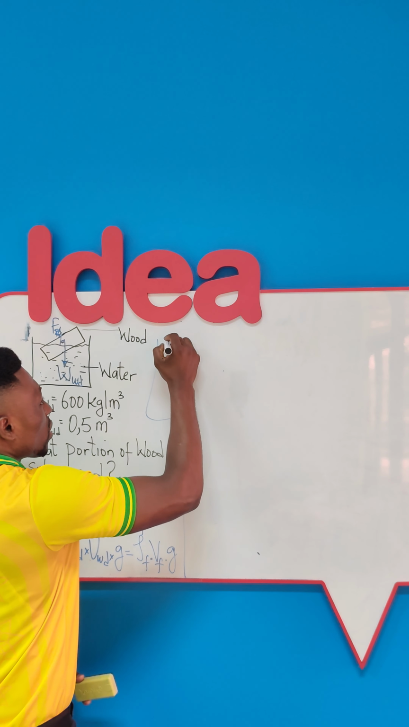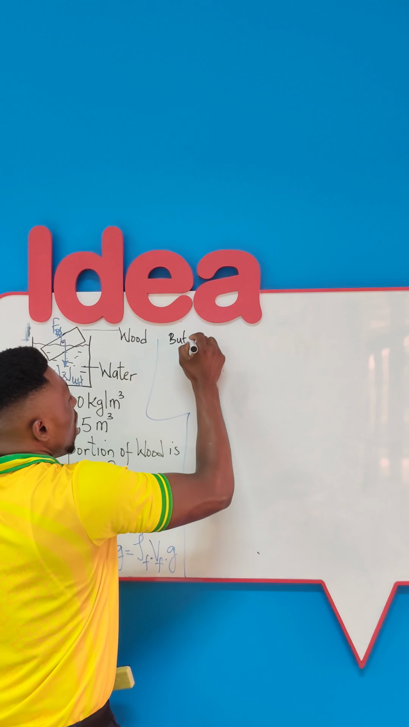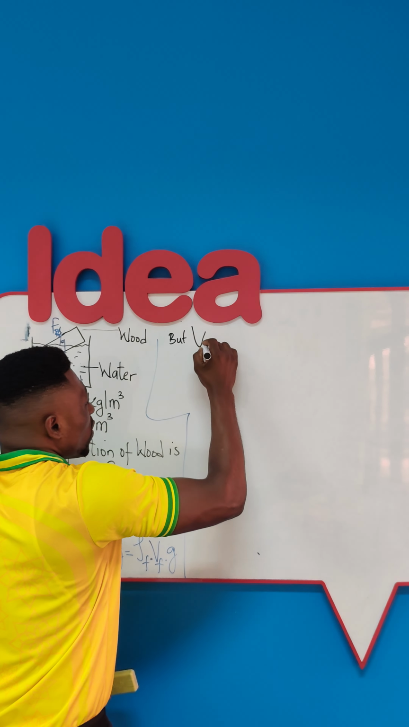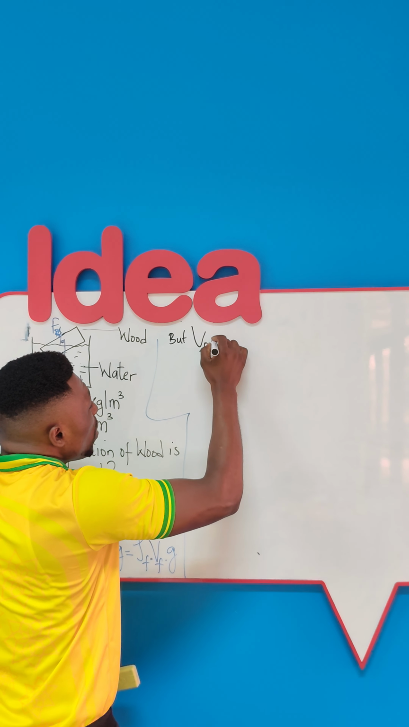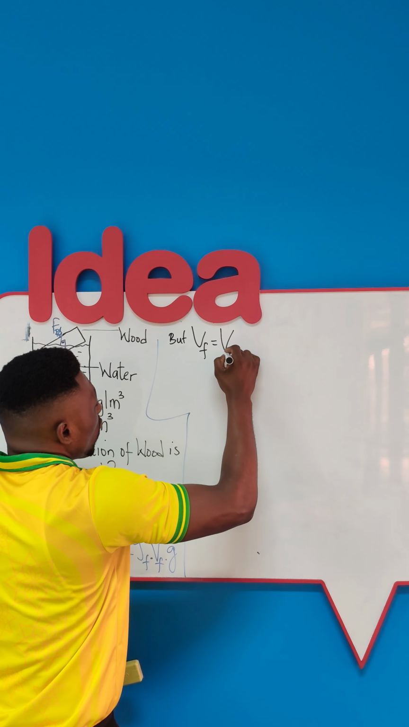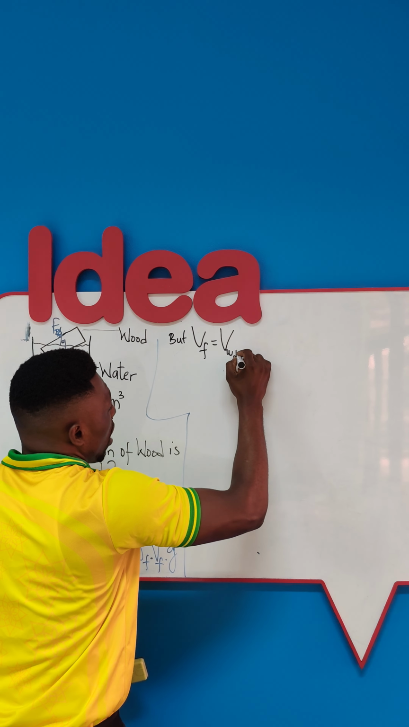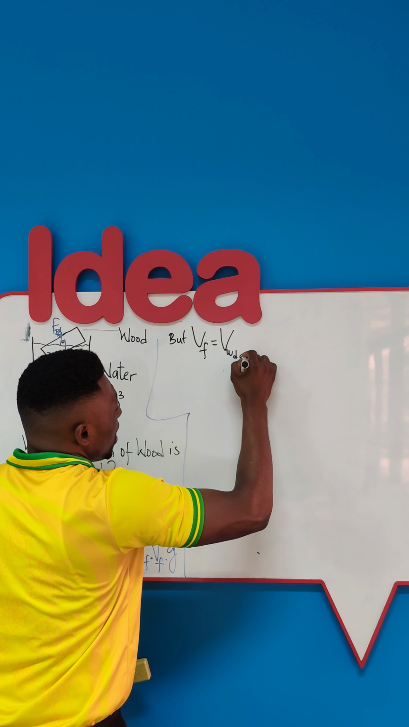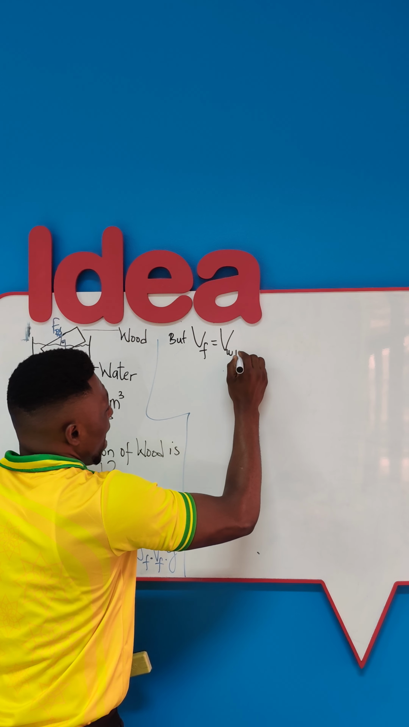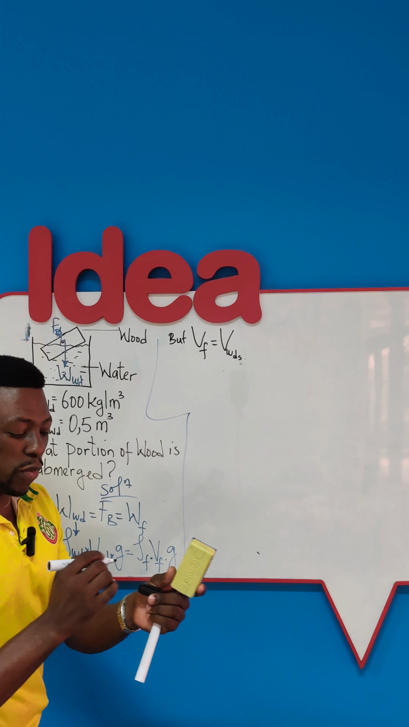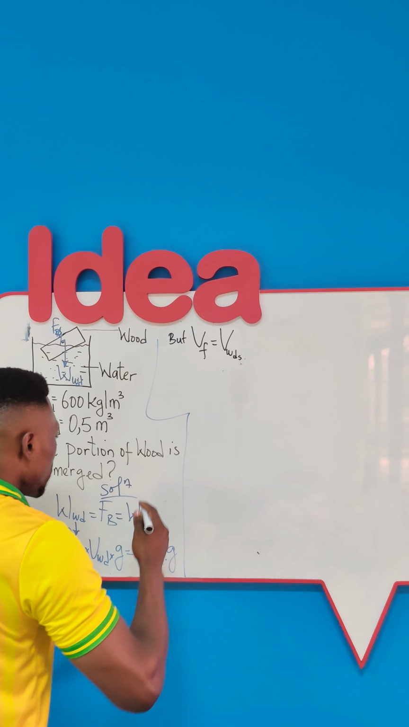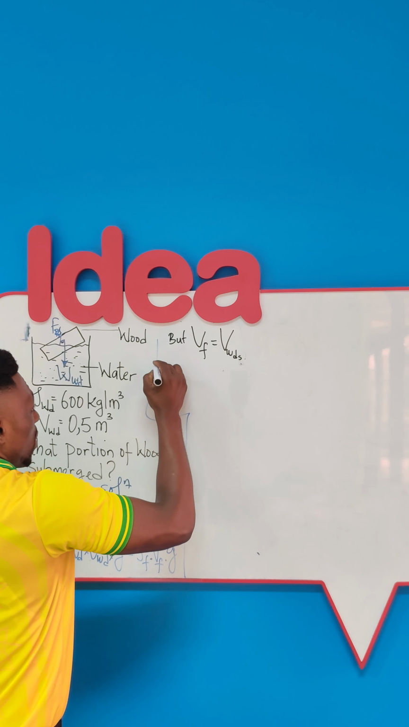So we will write that important note here. We say, but volume of the fluid displaced will be equal to the volume of the wood immersed. I will write V_wood, or submerged. And this is what we are looking for. All right, so if I recapitulate and write everything down, I'm going to have that.